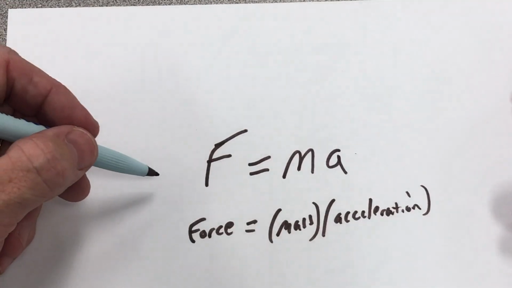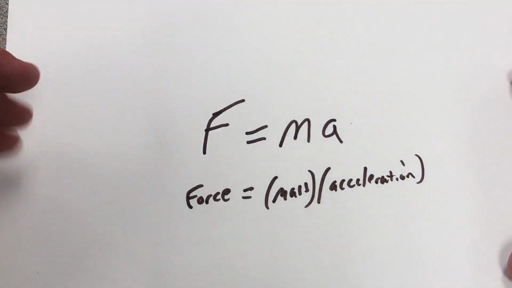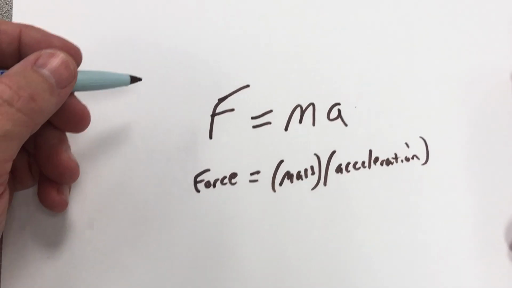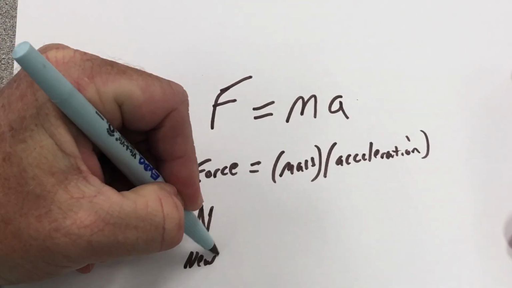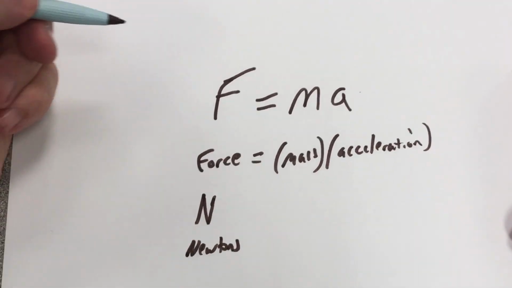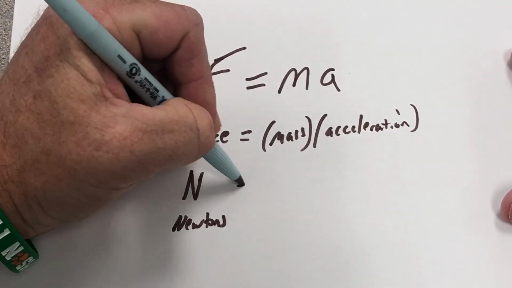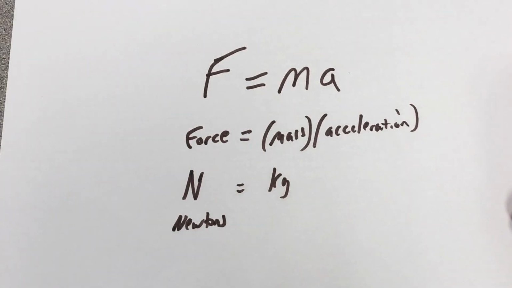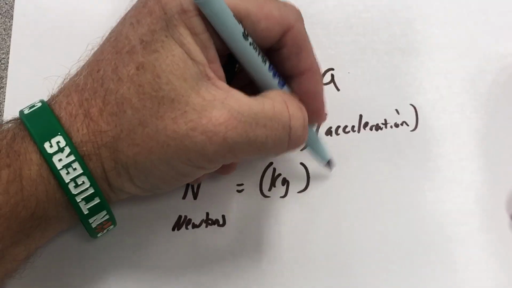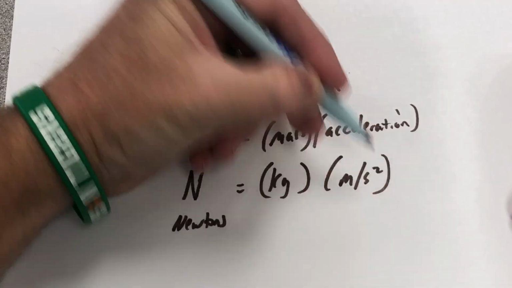Now, anytime you're trying to calculate this, it's going to be important to remember the proper units. Force is measured in newtons, capital N. Mass, kilograms in this particular situation. And acceleration is meters per second squared.